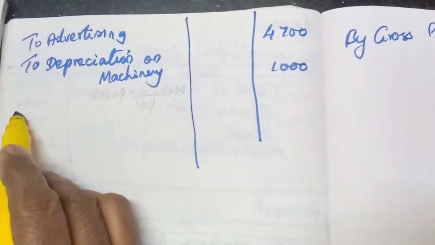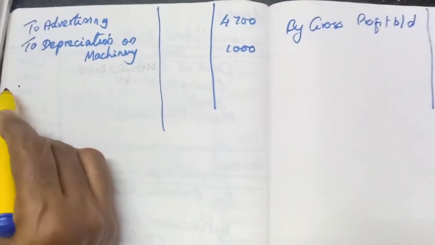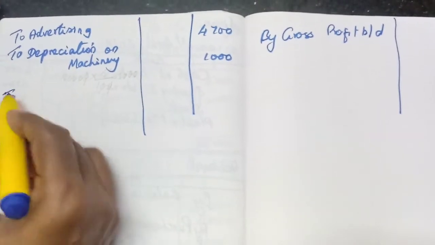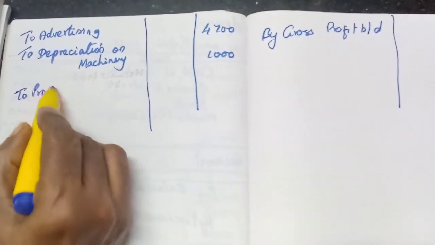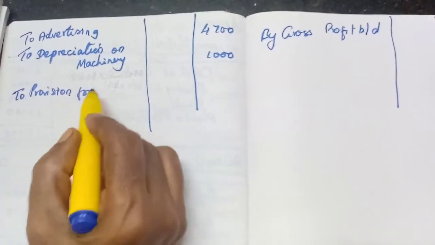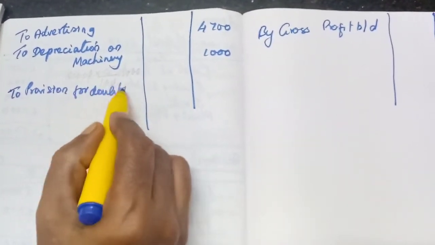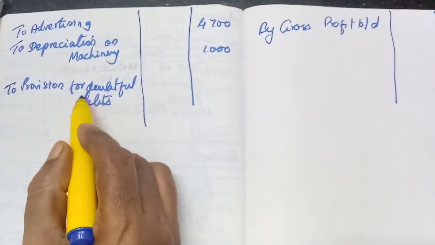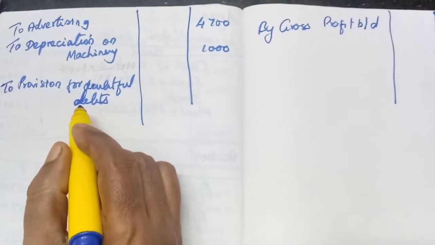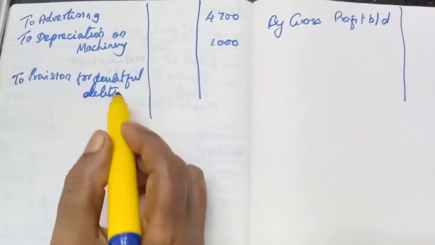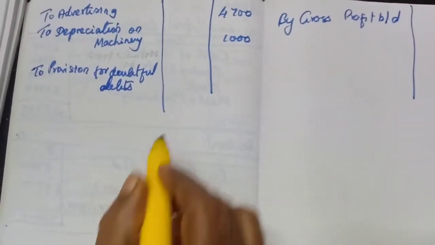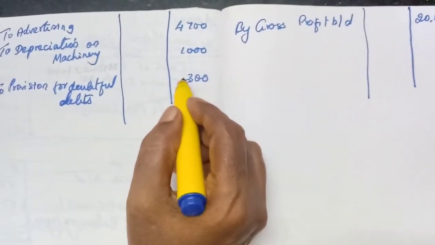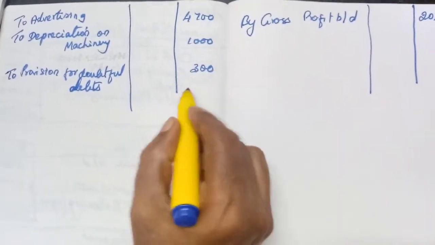Then after depreciation, what is given? Provide 300 for doubtful debts. So you have to write provision, not provide, provision for doubtful debts. How much do we have to calculate? No need to calculate. 300 is given. So that same 300 we have to write. We have entered all the items. Now we can calculate the net profit.